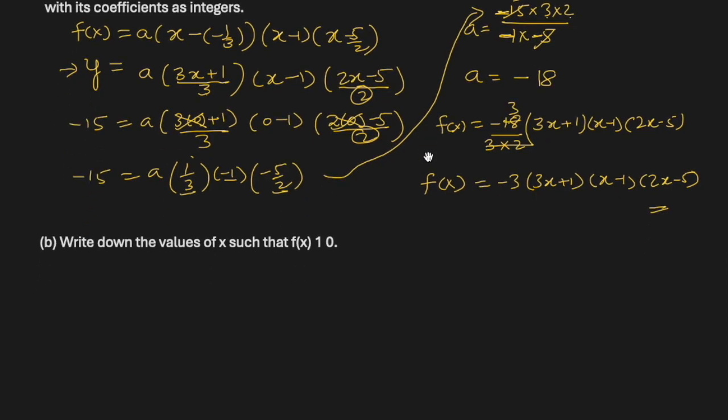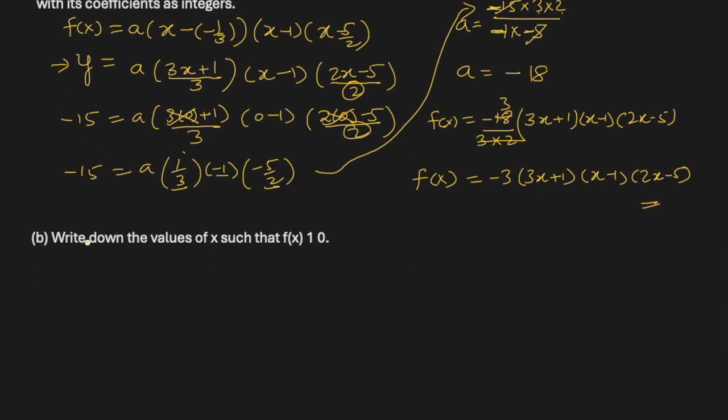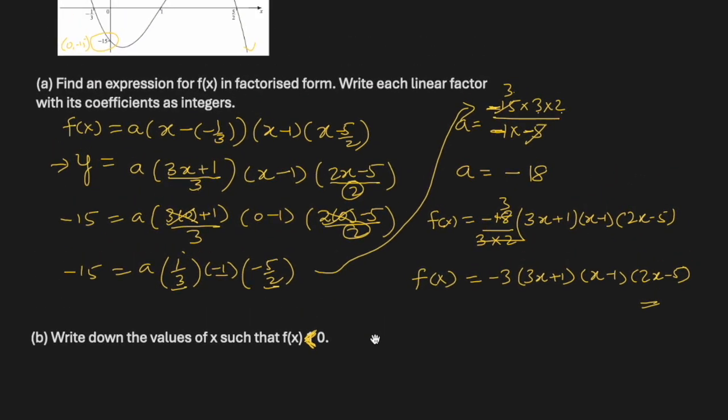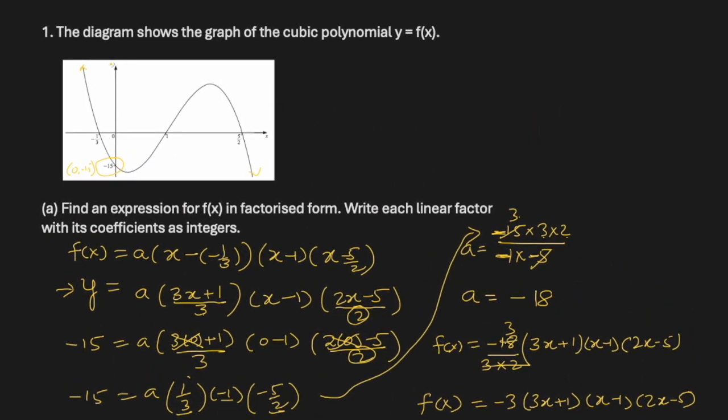Okay, let's go to question number B part rather. Write down the values of x such that f(x) is less than 0. It's not 10, it's less than 0. Misprinting. Okay, f(x) is less than 0, so let's see where f(x) is less than 0. That means this y is f(x). We want it to be negative. Less than 0 means negative. It is negative from negative 1/3 to 1, right? This whole part, the y portion is negative.